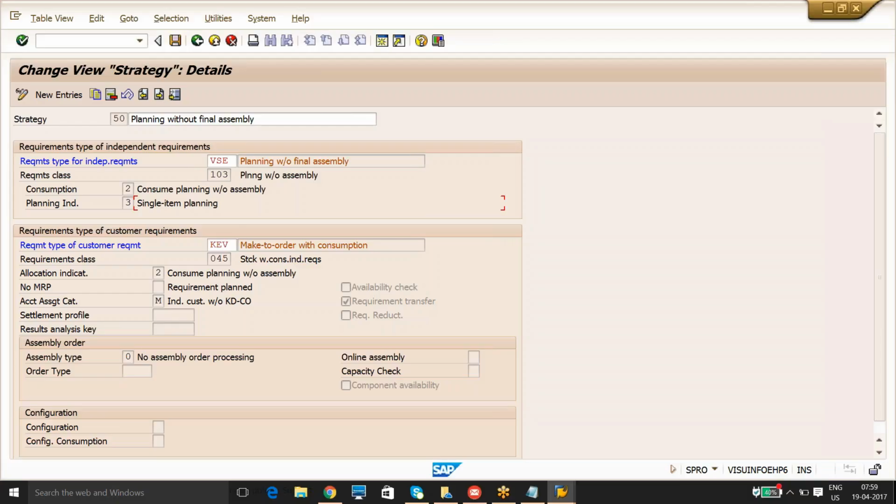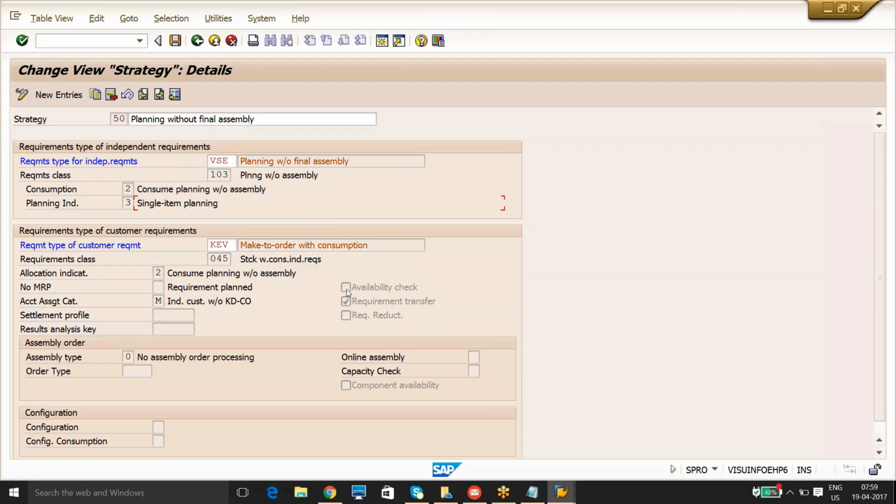So I'm just telling you why we have two requirement classes, and how this requirement class 2, which is for the customer requirement, works. We know that this particular product is not being planned in ECC. So the customer's requirement should be moving to APO, right? Yes. So this requirement transfer will help me to do it.